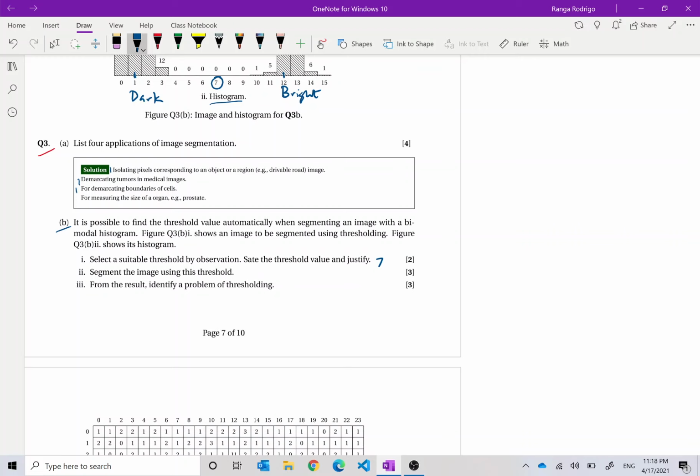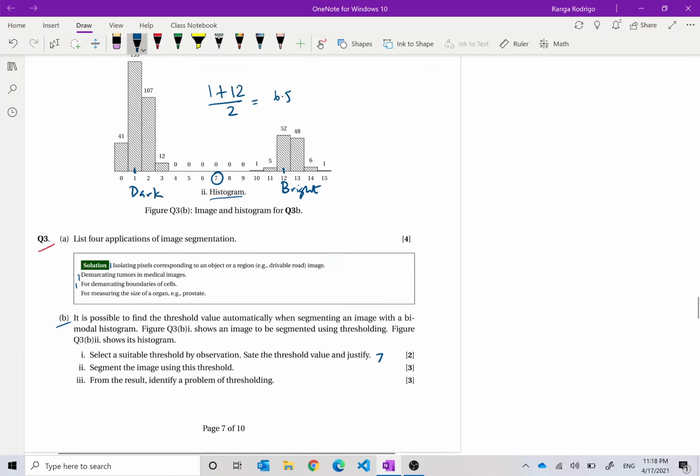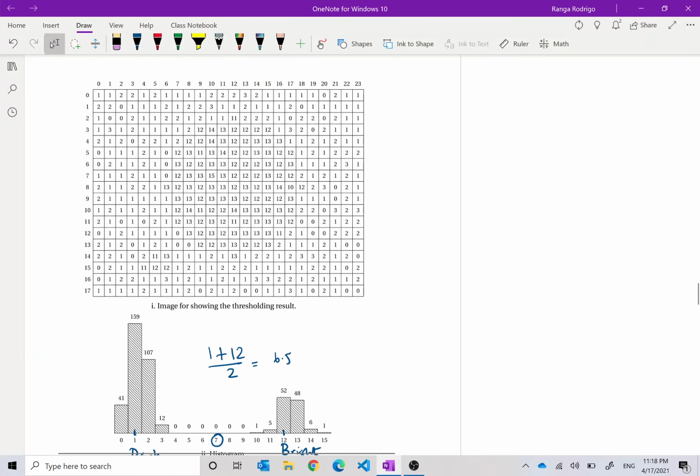Segment the image using this threshold. So now we have to segment the image over here using that threshold. Threshold is 7. So anything above 7 is segmented as the object. So 12, 14. Let's use the highlighter for that. All these pixels get segmented because they are greater than the threshold value that we picked, which is 7. So you can see what is expected is being achieved by selecting that threshold.